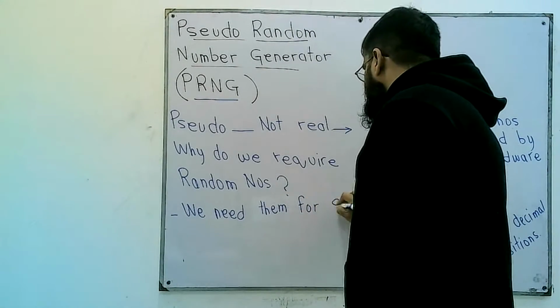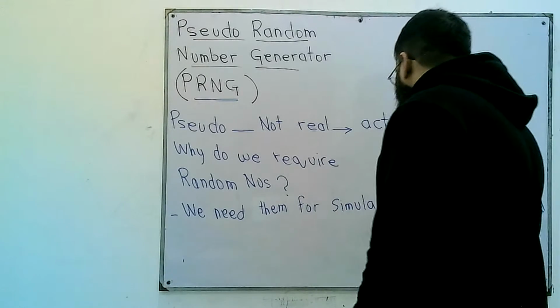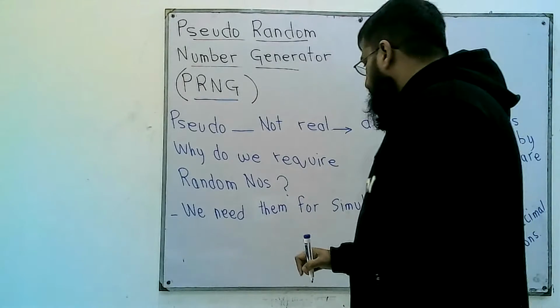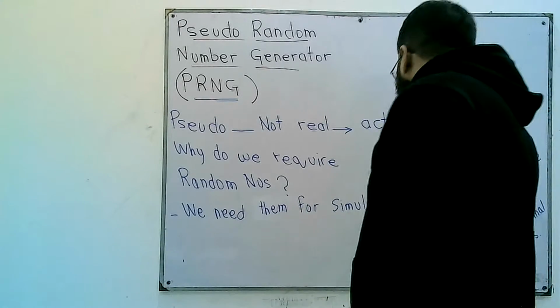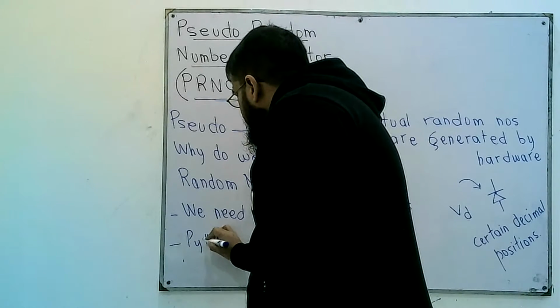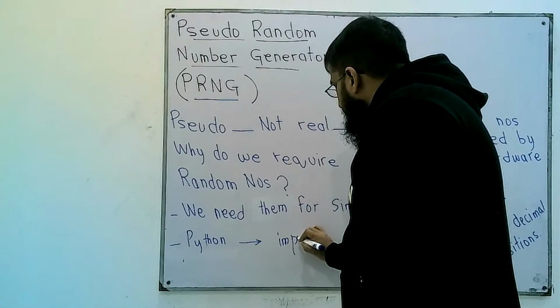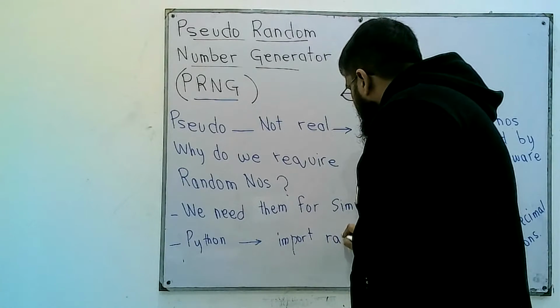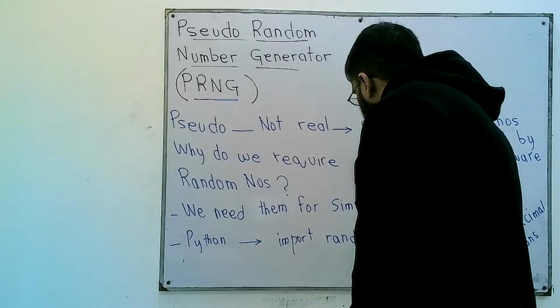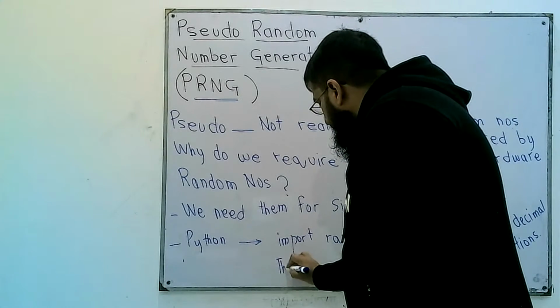for simulations. हमने बहुत सारे simulations पढ़ी हैं. In almost every simulation we have drawn random numbers. We need them for simulations. हमने पढ़ा हुआ है. In Python we studied, we can import the random library, and then we can use that to generate random numbers.